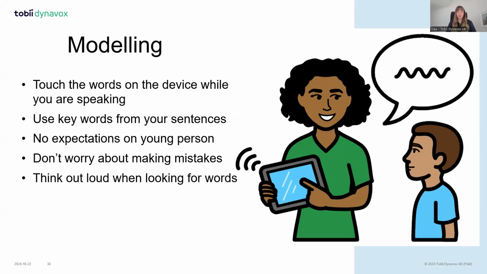So like if I was gonna say, oh, later, we're gonna go to the park. So I could push go and I could push park on the device, for example. And it's okay to think out loud while you're looking for words, and it's totally fine to make mistakes.